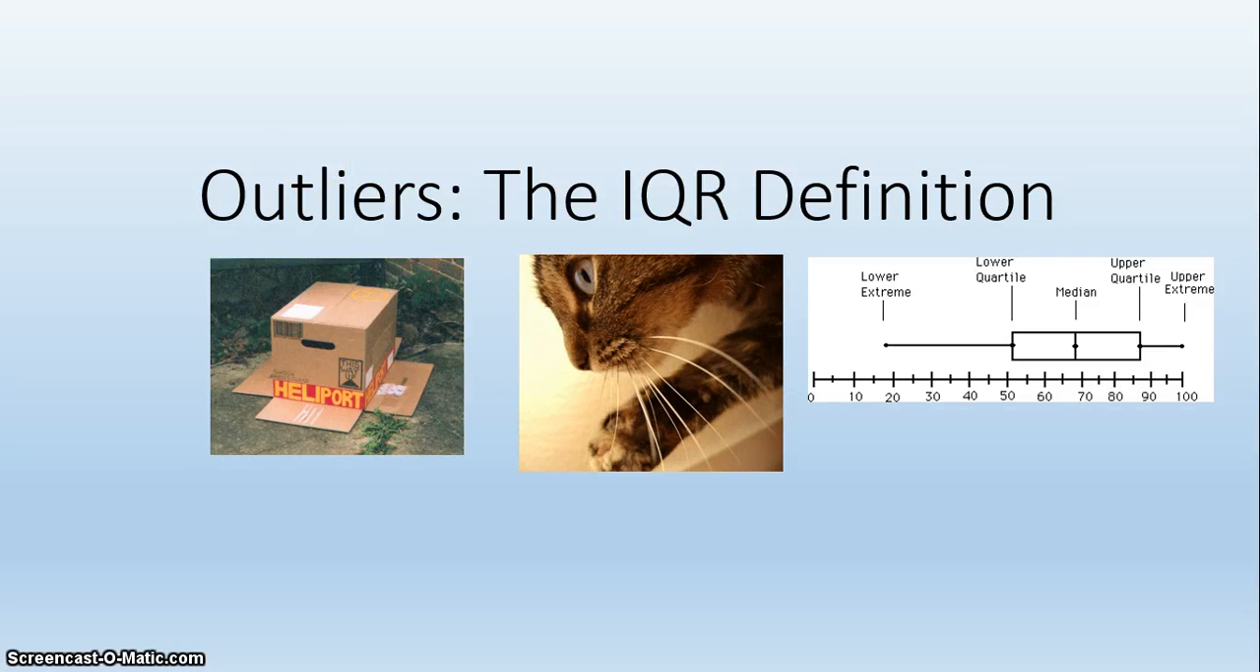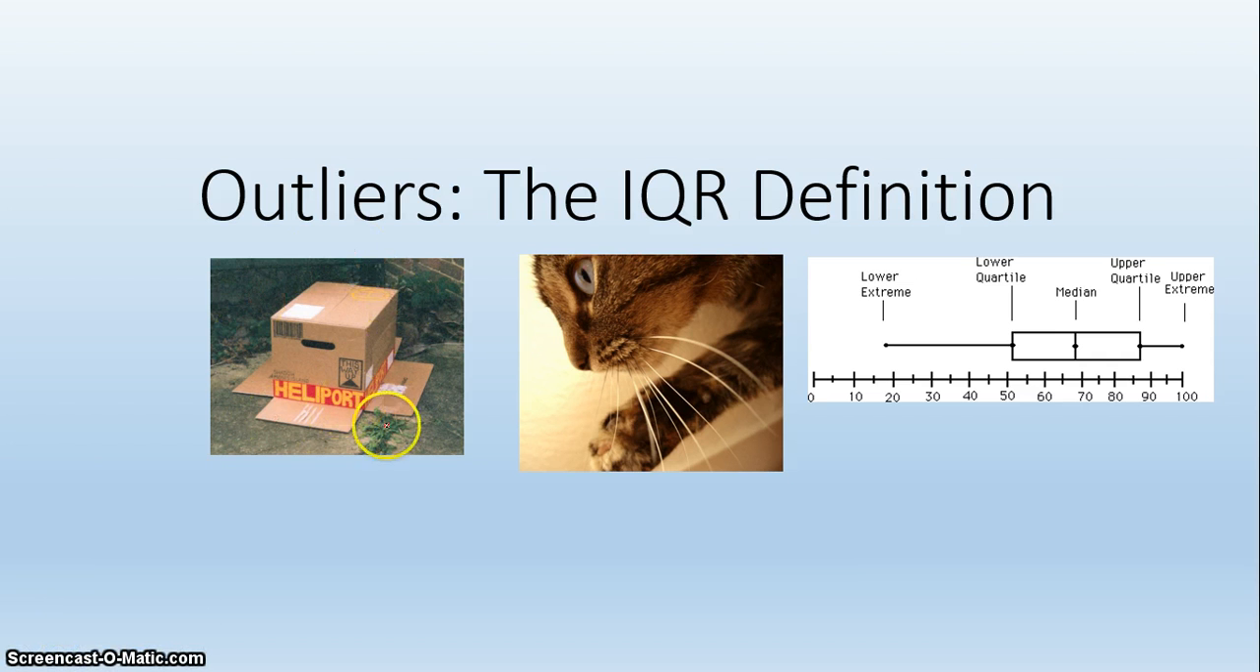Hi everyone, I'm back with another video about AP statistics, and today is part 2 of our outliers discussion. This time we're going to be talking about the alternate definition of an outlier, which involves the interquartile range. Now you're probably wondering what these pictures here mean, and I'll briefly talk about them.